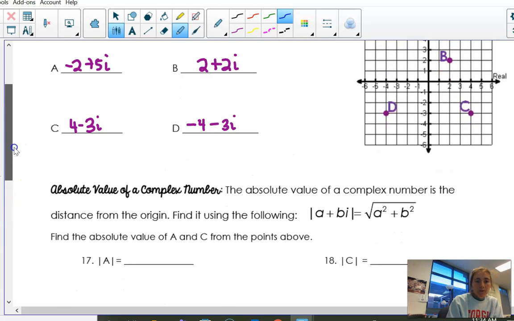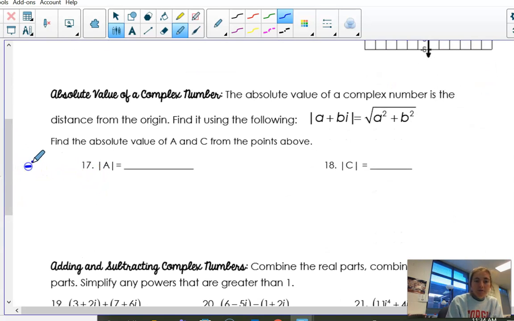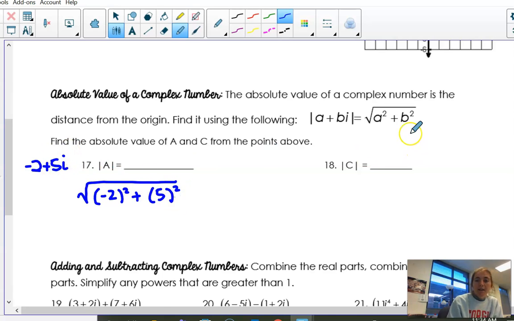A from before was the point negative 2 plus 5i, right? So to find the absolute value of A, we need to do the square root of negative 2 squared plus 5 squared, right? We just take the coefficient of the imaginary part. So this is 4 plus 25. The absolute value of A is the square root of 25.